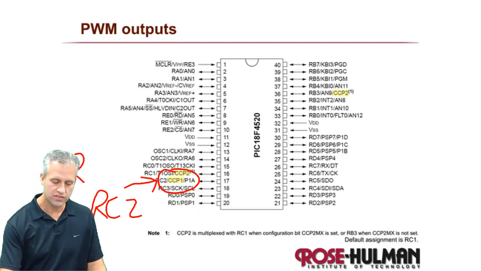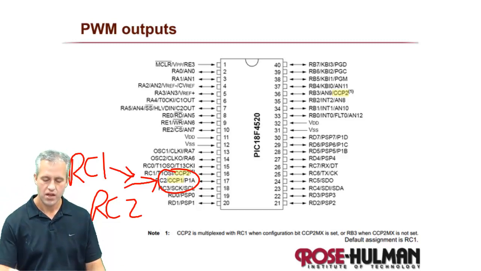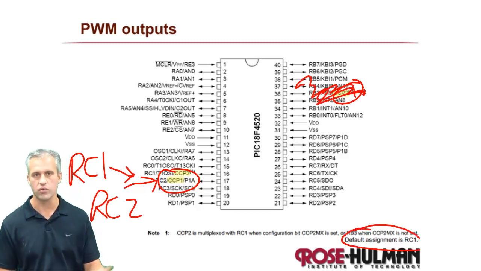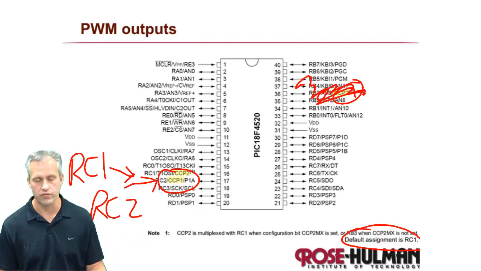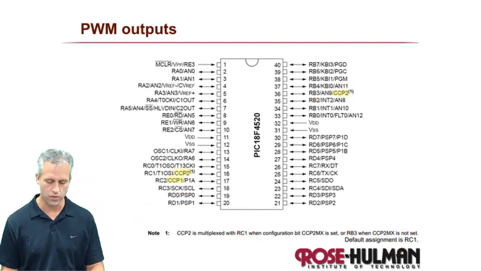If you want to use the second one, now this is kind of confusing. The second one comes out on RC1. Also, technically, you could make it come out on RB3, but to be honest, we will never do that, right? The default is RC1, and we're going to always use the default. So there's 2 that come out. The main one comes out on RC2, and then if you really need a second one, there is 1 more.